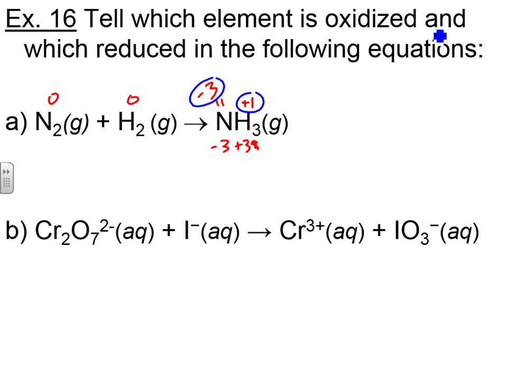Having done this, we see that nitrogen goes from 0 to a -3. Now, it gets reduced, so we call that reduction. So nitrogen is reduced.